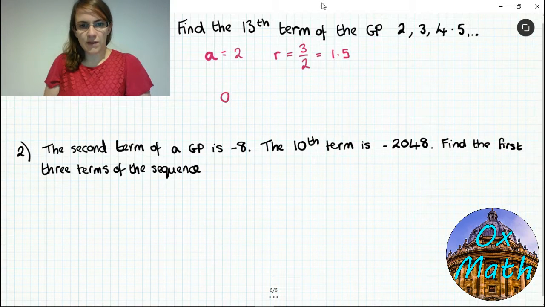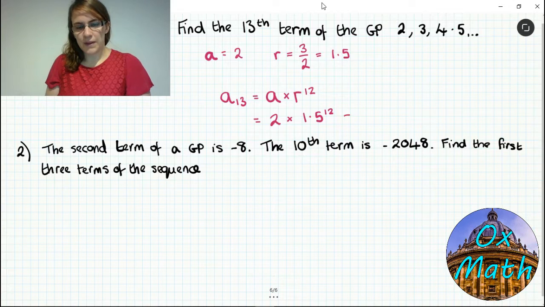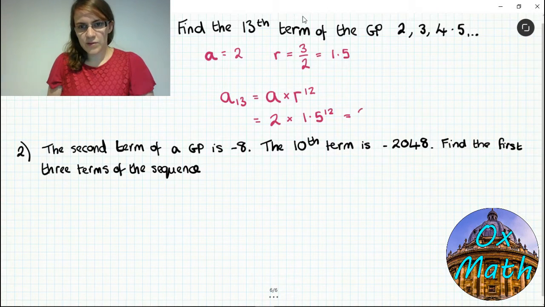So then to find the 13th term, all I need to do is take my first term and multiply it by r 12 times. So that is going to be 2, our first term, multiplied by 1.5 to the power of 12. And if you put that into your calculator, that will give you 259.5 to 1 decimal place.